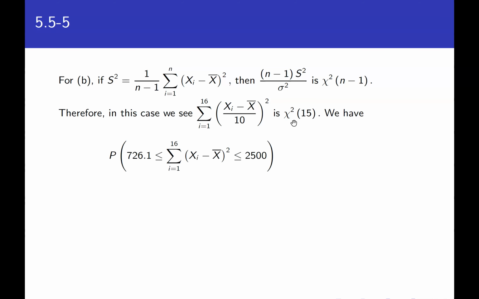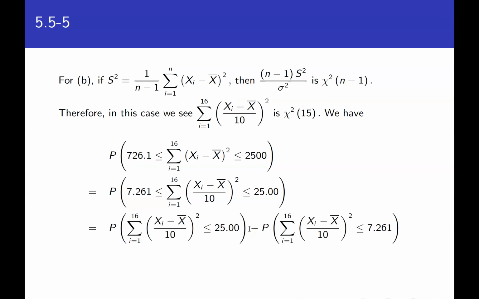We attack this just like we did the last part: divide everything by 100, pull the 100 as 10 squared, pull the 10 on the inside, and get these two numbers, 7.261 and 25. Break it up as two separate probabilities so that we can look up the numbers 25 and 7.261 in the 15 degrees of freedom row of the chi-squared table. Again, those values correspond to probabilities of 0.95 and 0.05, so we get a probability of 0.9.